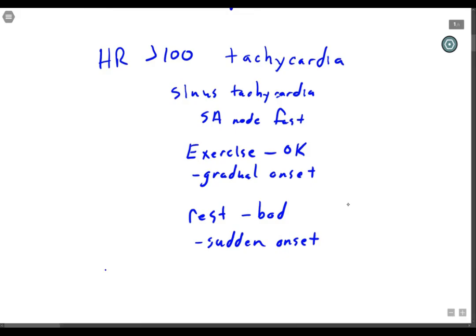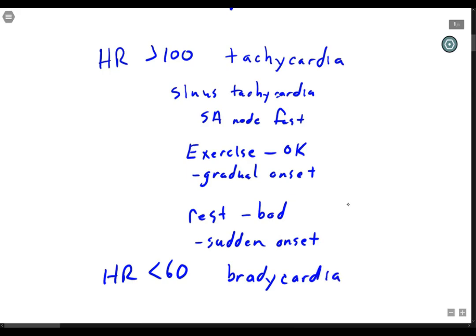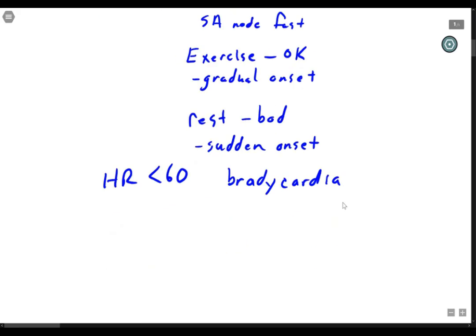Now, what about when your heart rate is less than 60? What do we call that? Well, that's called a bradycardia. Now, if at rest your heart rate is less than 60, well, if you're an athlete or very well aerobically trained, that's okay. We expect that.